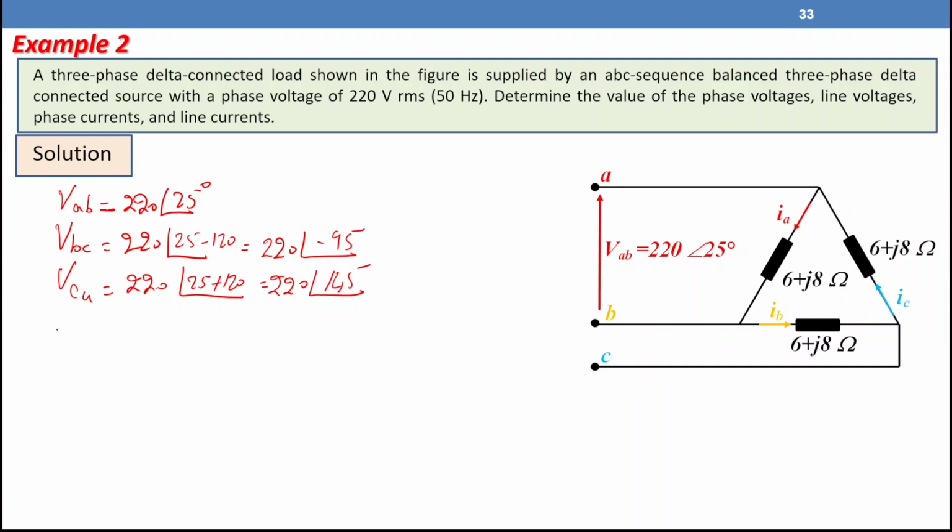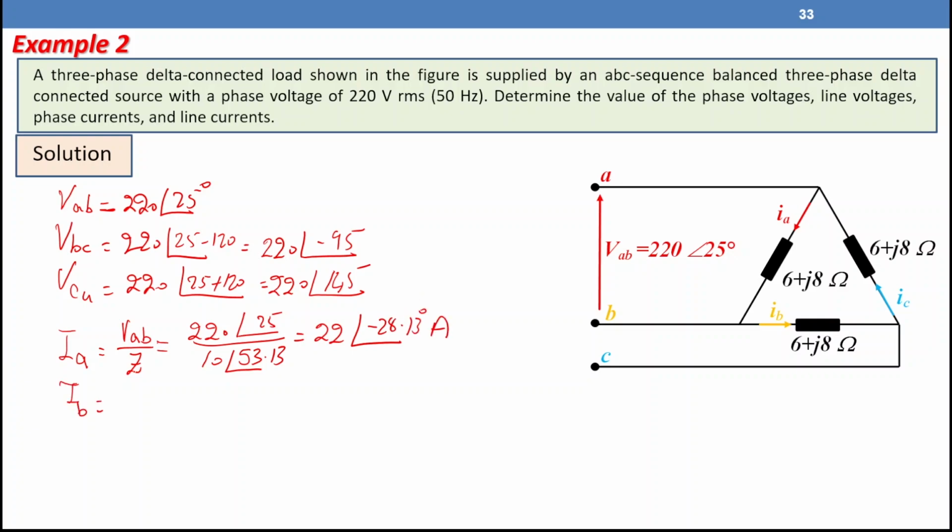What about the phase current? So we are going to write IA equals VAB over Z. And we have the same impedance as in the star connection example. So that one will be 220 angle 25 over Z, which is 10 angle 53.13. So the current is 22 angle minus 28.13 ampere. So definitely IB will be the same current in magnitude, but minus 28.13 minus 120, and IC equals 22 angle minus 28.13 plus 120 ampere.